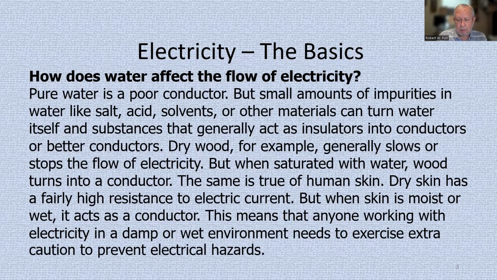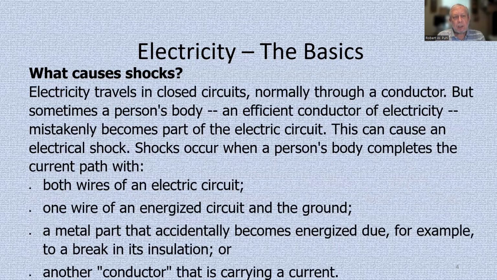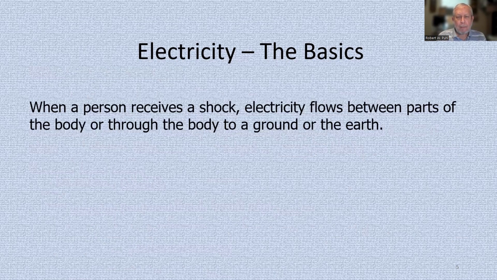What causes shocks? Electricity travels in closed circuits, normally through a conductor, but sometimes a person's body, an efficient conductor of electricity, mistakenly becomes part of the electric circuit. This can cause an electrical shock. Shocks occur when a person's body completes the current path with both wires of an electric circuit, one wire of an energized circuit and ground, a metal part that accidentally becomes energized, for example, due to a break in its insulation, or another conductor that's carrying current.